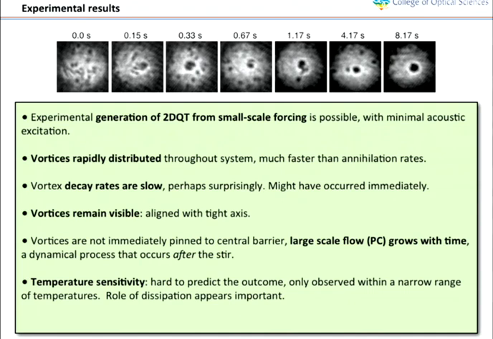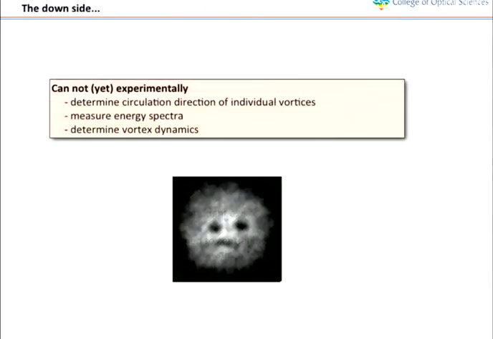The vortex decay rates are slow. Vortices remain visible, so they stay aligned with a tight axis. We are in the regime of two-dimensional fluid dynamics. I'll leave it at that and get onto what we can't do.